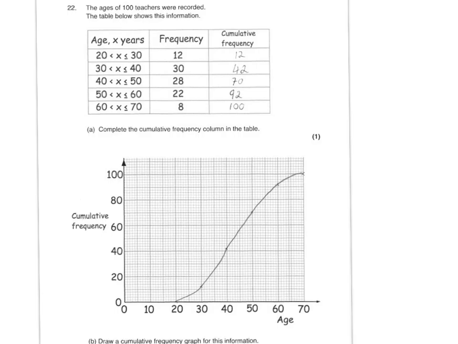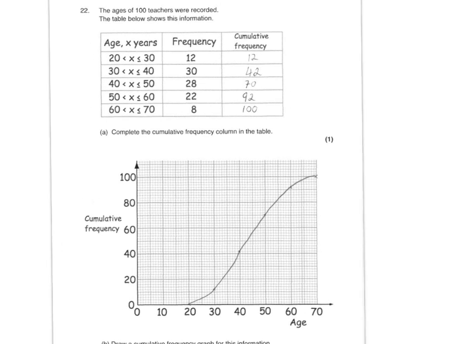Let's finish off this paper. Question 22. Cumulative frequency. 100 teachers were recorded. The table shows the information. You start with the first number. So let's just mark that.